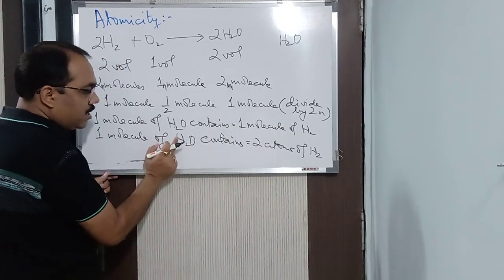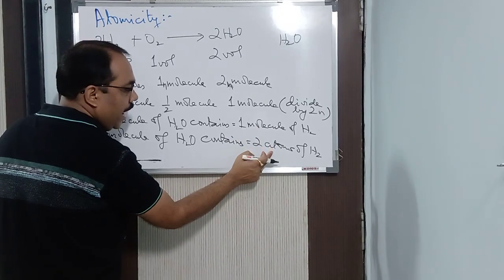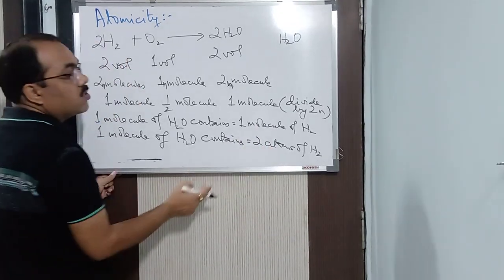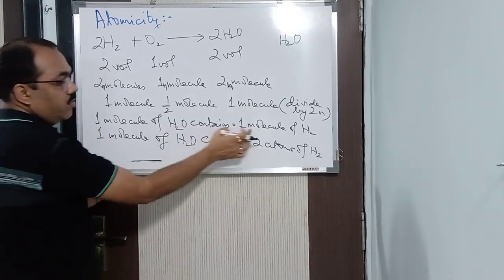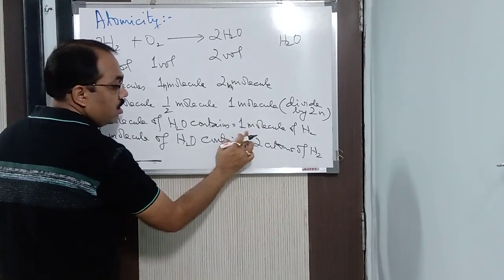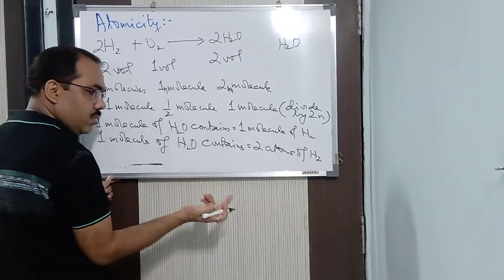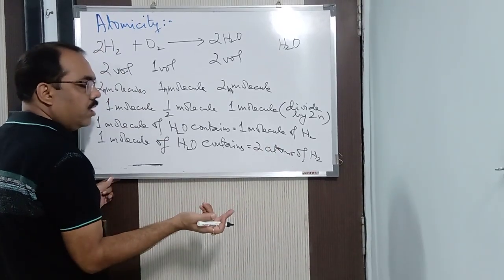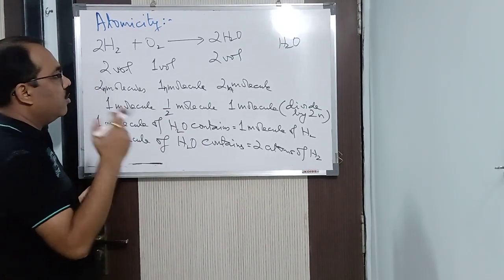So here the LHS is the same. Both are the same, so we can equate the RHS. What is the RHS? 1 molecule of hydrogen is equal to 2 atoms of hydrogen. Isn't it? By this we can prove that hydrogen is diatomic. We can say that hydrogen is a diatomic gas.